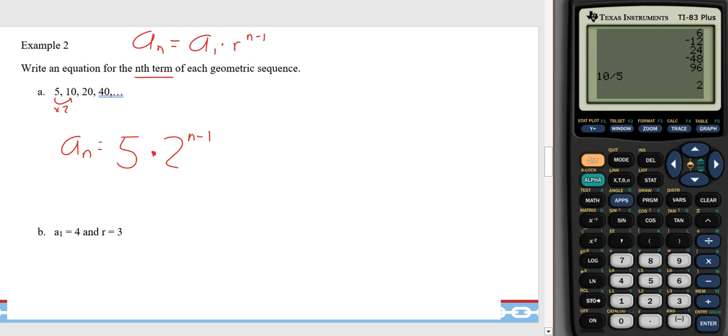Example B here is even simpler. They tell us specifically what A1 is. They tell us specifically what r is, and then to the n minus 1 power. So writing the equations is pretty simple.